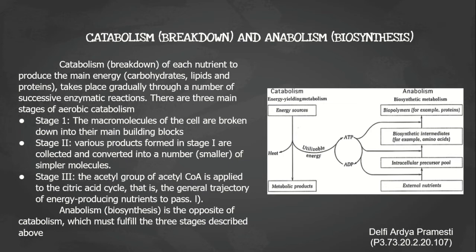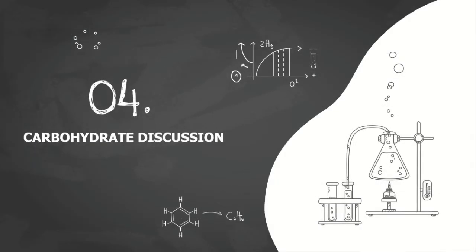Stage 1. The macromolecules of the cell are broken down into their main building blocks. Stage 2. Various products formed in stage 1 are collected and converted into a smaller number of simpler molecules. Stage 3. The acetyl group of acetyl-CoA is applied to the citric acid cycle, which is the general pathway of energy-producing nutrients. Anabolism is the opposite of catabolism, which must fulfill the three stages described above. For carbohydrate discussion.